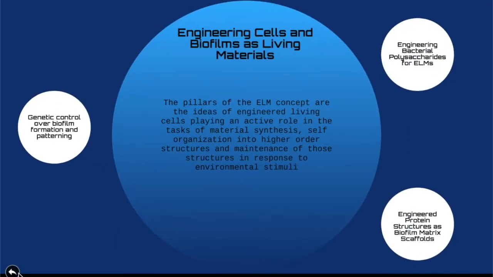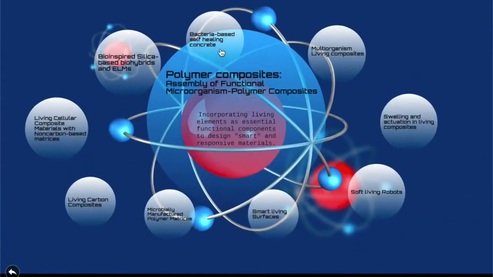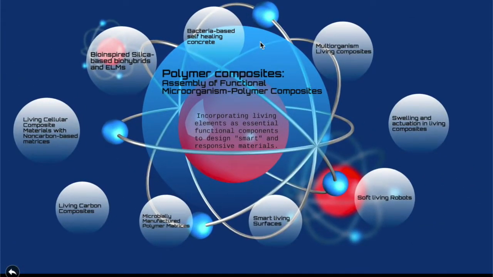So that's the living materials. We can use all three of these living materials and combine them with others. So we can create a new composite, and that composite will consist of living materials inside. So we can go to the composite of ELMs. There are a lot of examples here. I will go one by one.